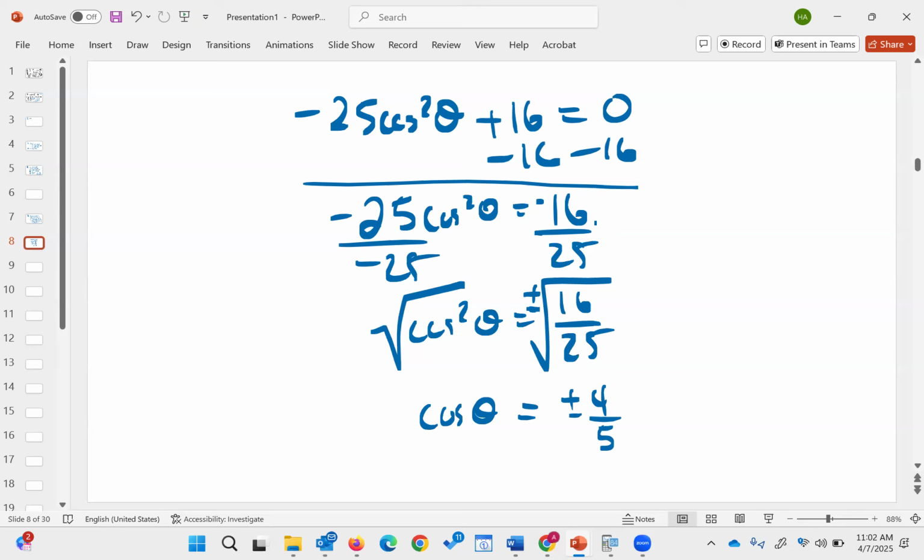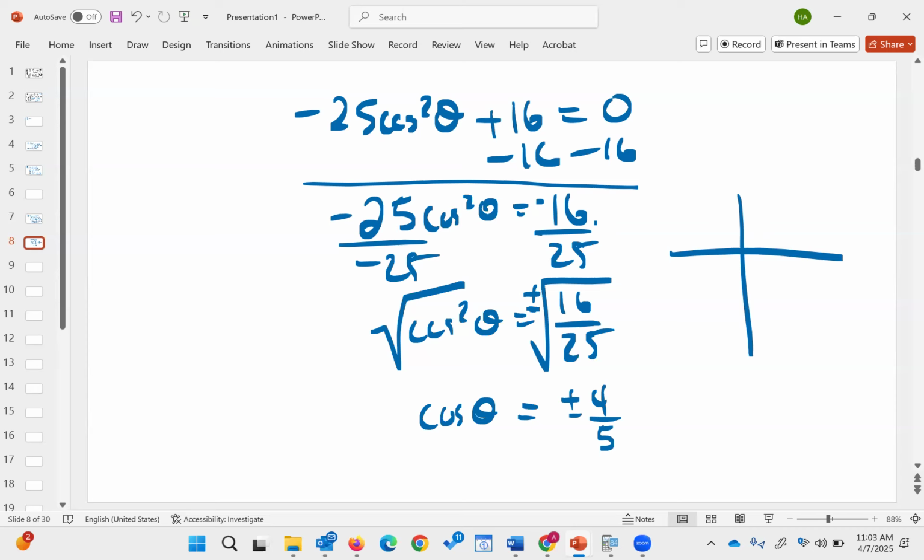Fun part, here we go. So I have to use a calculator to find my answer. Whenever I use a calculator, I always use the positive ratio, and that gets me my reference angle.